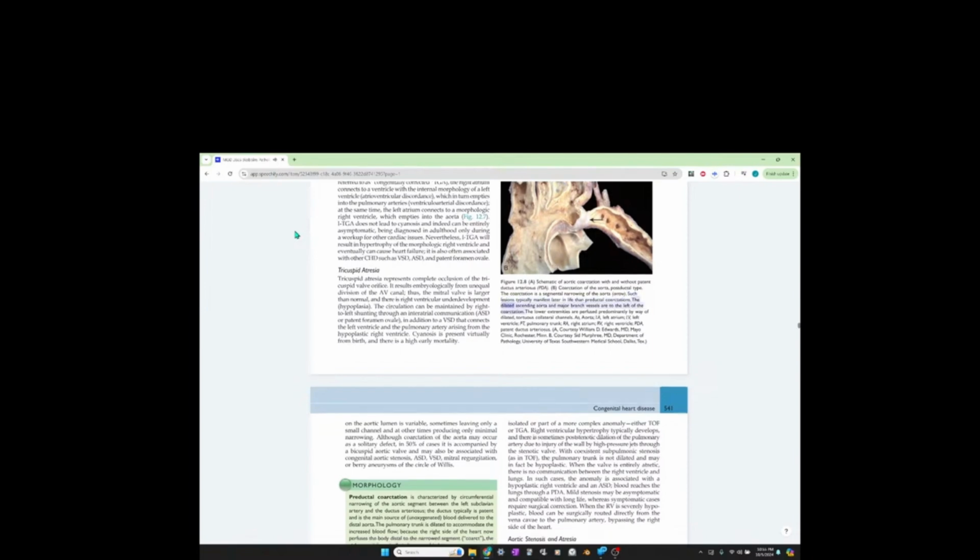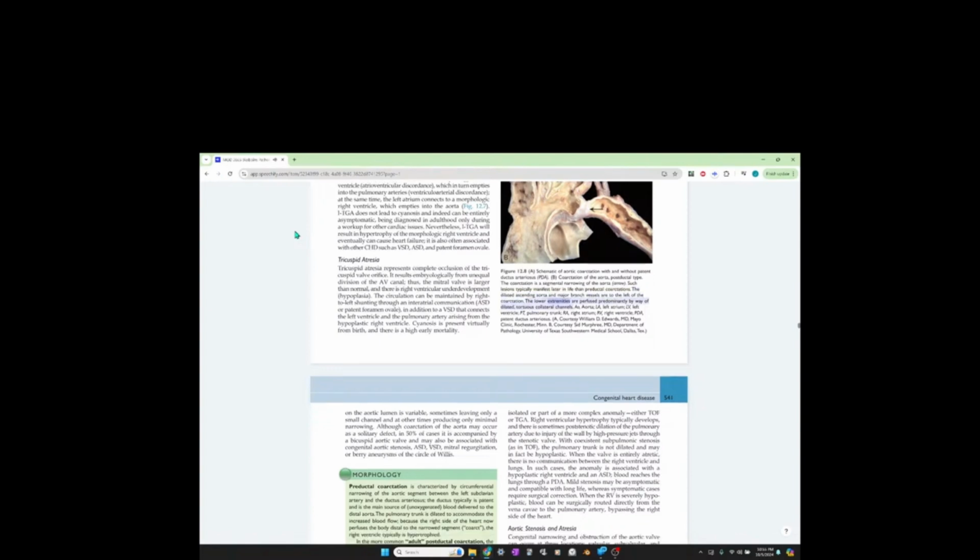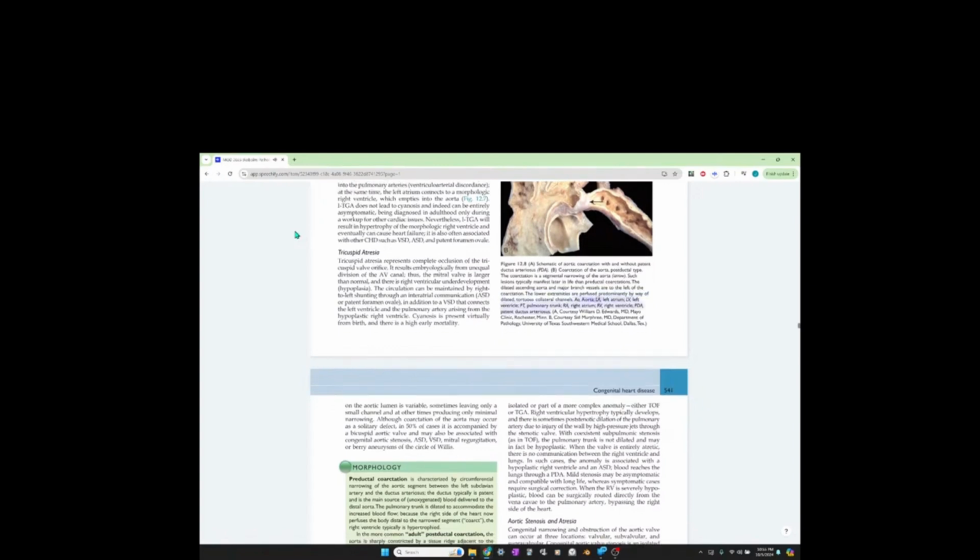The dilated ascending aorta and major branch vessels are to the left of the coarctation. The lower extremities are perfused predominantly by way of dilated, tortuous collateral channels. Aorta, LA, left atrium, LV, left ventricle, PT, pulmonary trunk, right atrium, RV, right ventricle, PDA, patent ductus arteriosus. The aortic lumen is variable, sometimes leaving only a small channel and at other times producing only minimal narrowing.